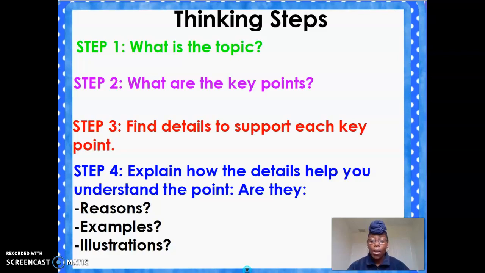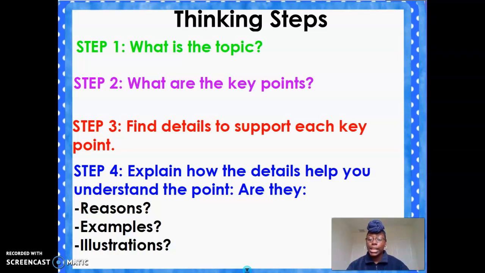What are the key points? Now, for the key points, we want to zoom in just a little bit and we want to see what are the big ideas that support our topic. After we do that, then step 3, we're going to find those details that support each key point.